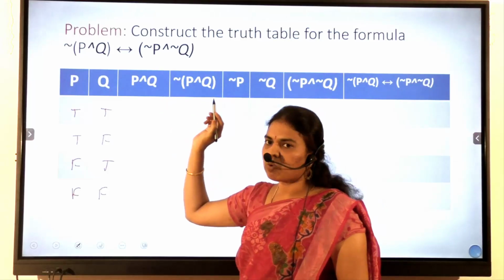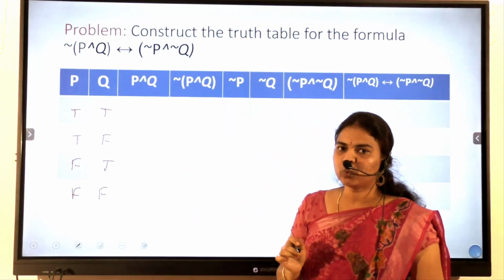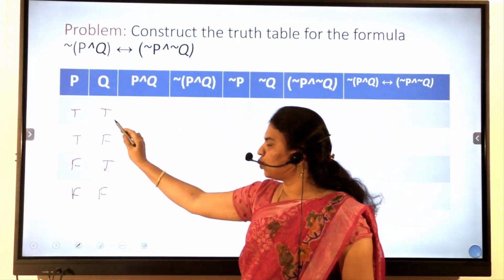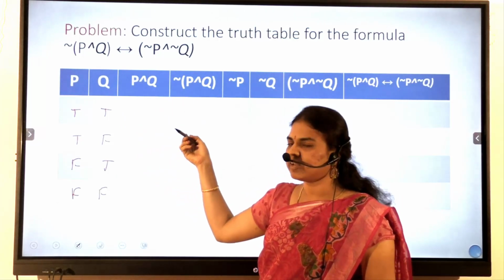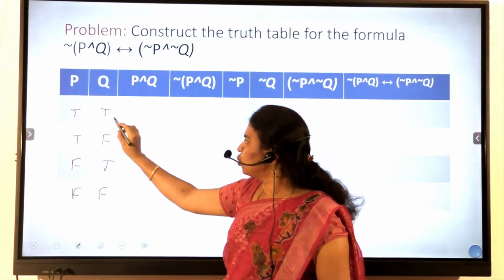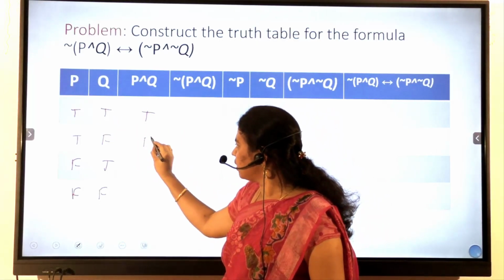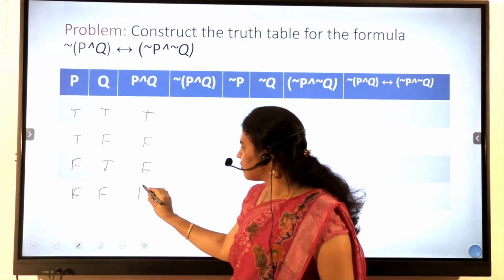P and Q. So what is the truth table for P and Q? If both the statements are true, then the resultant statement P and Q is also true. In the remaining cases it will be false. So true, true, it will be true. In the remaining cases it is false.